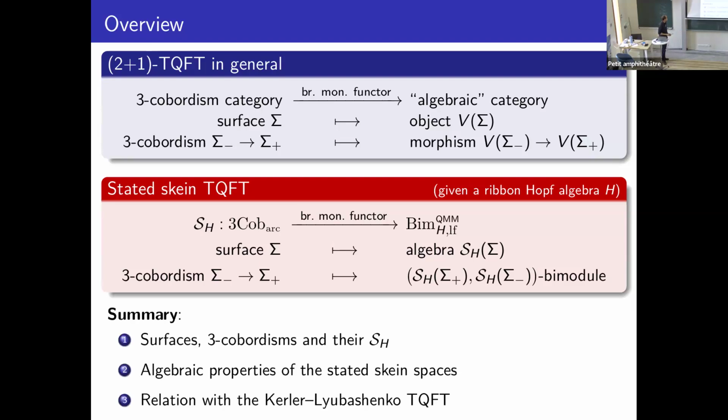So the plan of the talk is the following. First I will explain the source category: what cobordisms do we want to consider, and what is the definition of their stated skein spaces? Then I will discuss the algebraic properties of these spaces, and in this way we will discover the properties of the target category. And finally, I will explain also the relation with the Kerler-Lyubashenko TQFT. Here it will be a bit of a spoiler for the last lecture by Marco. He will be a bit fast on what the Kerler-Lyubashenko TQFT is because he will explain it in more detail.